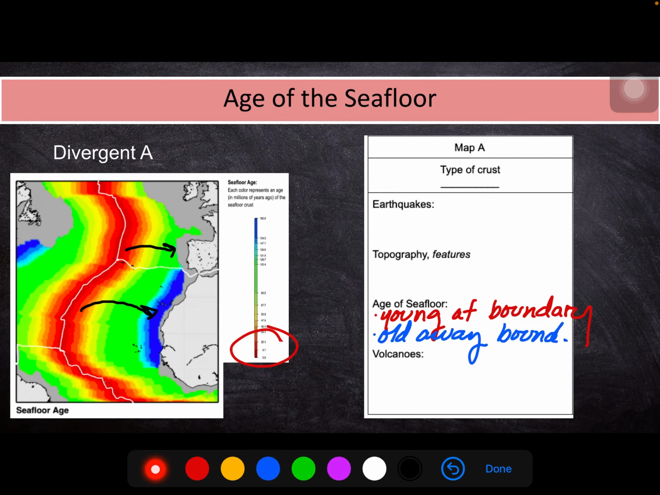Now in terms of symmetry, on both sides we're going from that red, yellow to green, and in some places ending in blue. And so it's doing that same getting older pattern in every location we can see. So again, symmetrical is a great describing word.